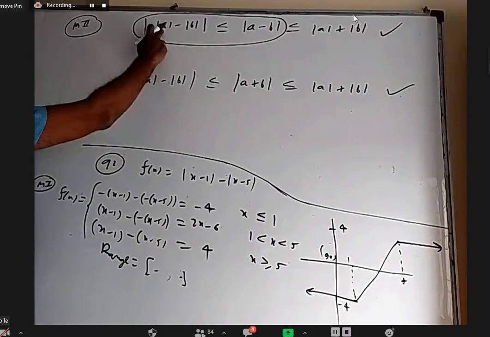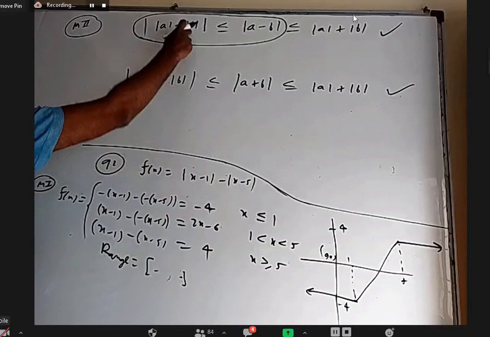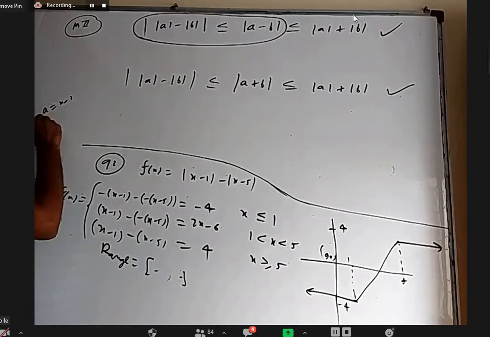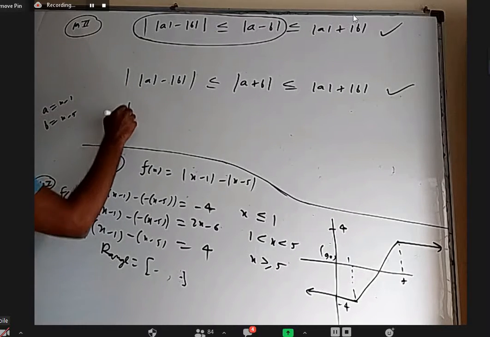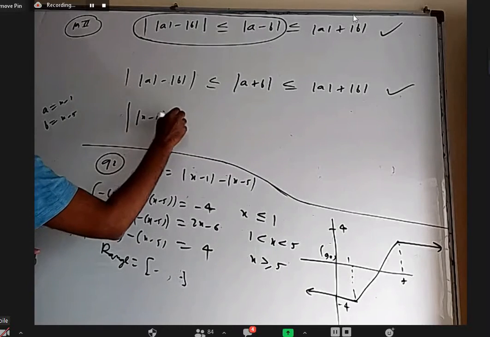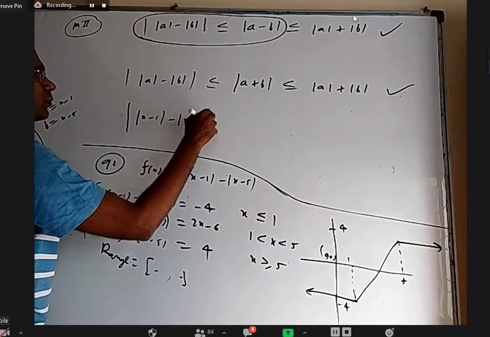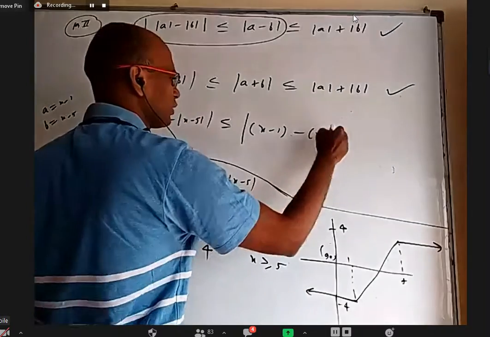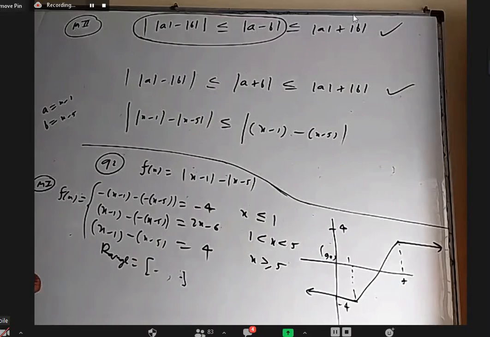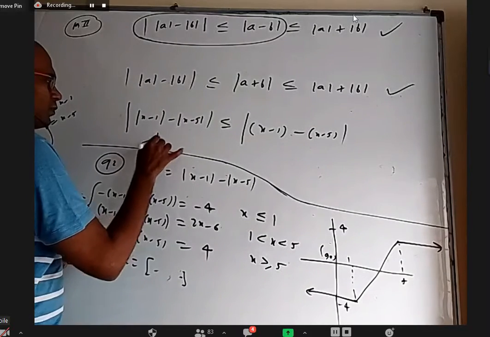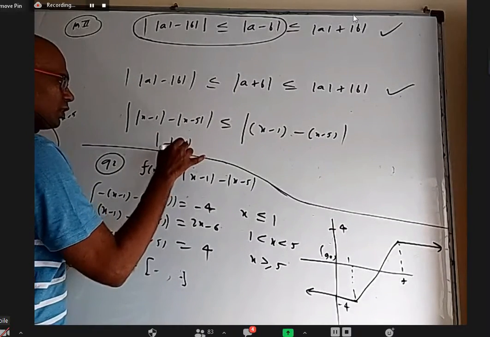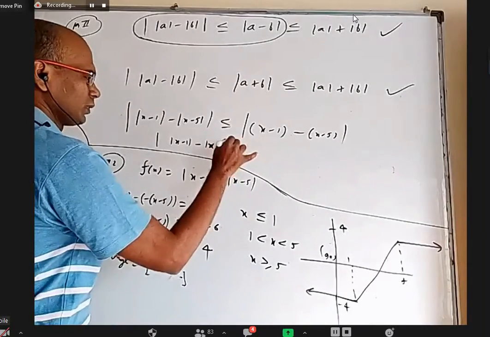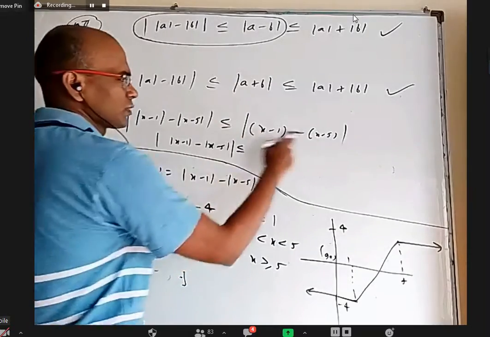But I want to take A as x minus 1, B as x minus 5. So I'm going to substitute A equal to x minus 1. Then mod of mod x minus 1 minus mod x minus 5 is less than or equal to mod of x minus 1 minus x minus 5. That is mod of mod x minus 1 minus mod x minus 5 less than or equal to, when I simplify this, it is 4.